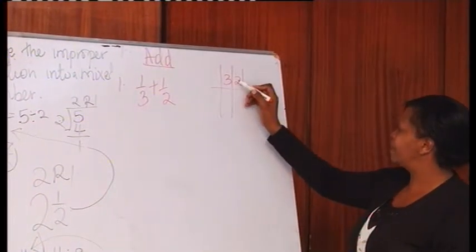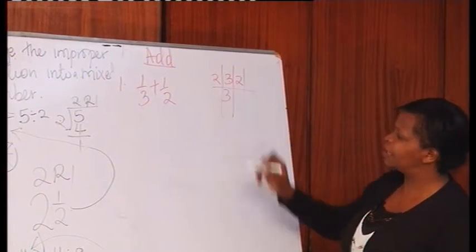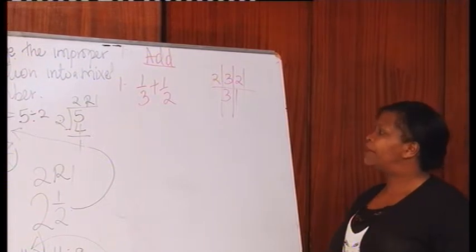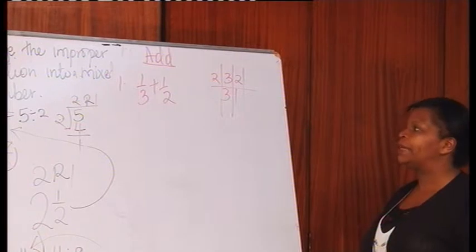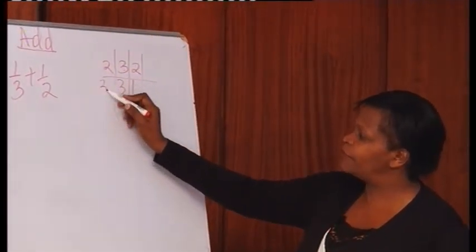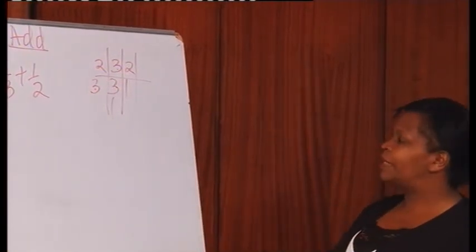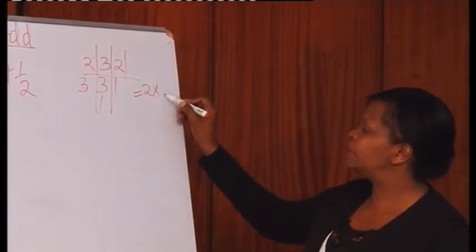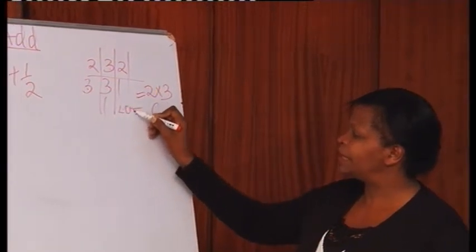Here I can divide by 2. 3 divided by 2 is impossible, so I let the 3 remain. Then 2 divided by 2 is 1. And remember, when looking for the LCM, I need to eliminate all the numbers. So I divide by 3 so that the 3 can go. So my answer will be 2 times 3, which is 6. So my LCM is 6.